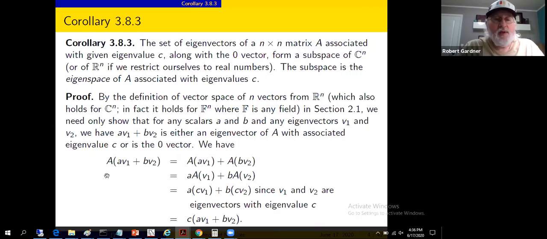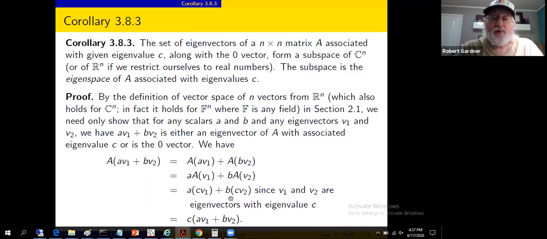Okay, so let's take aV1 plus bV2 and multiply it on the left by matrix A. By the linearity properties, we can distribute and bring the scalars out front. Now we've got A times V1. Well, V1 is an eigenvector of matrix A with associated eigenvalue C, so A times V1 is C times V1. Similarly, matrix A times vector V2 is scalar C times vector V2, because these are eigenvectors with eigenvalue C.